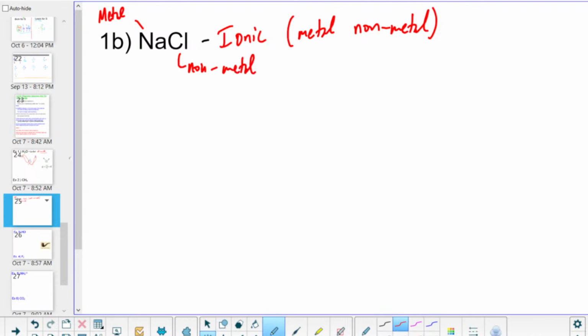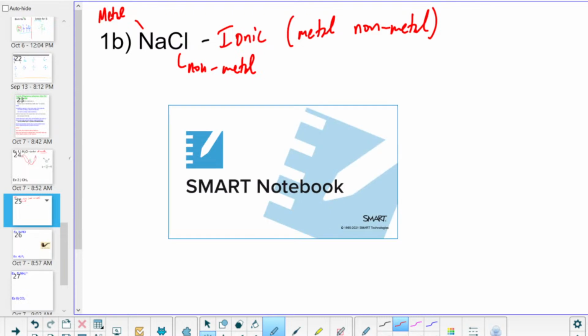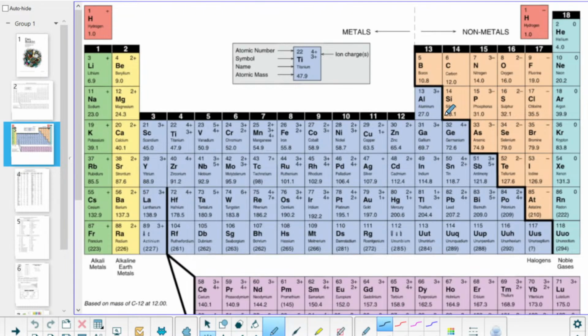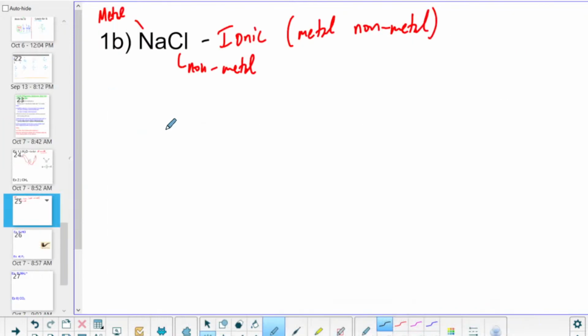If I can call up your periodic table for a second. Data booklet. So in your periodic table, right there, these are all the nonmetals. It's labeled for you. These are all the metals. They don't all have these charges. These are only their charges after they've lost or gained electrons, and they've changed their Lewis dot diagram.